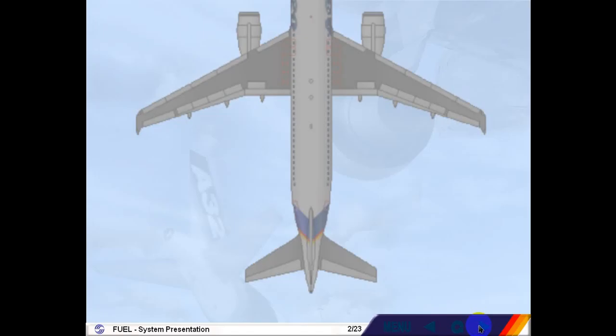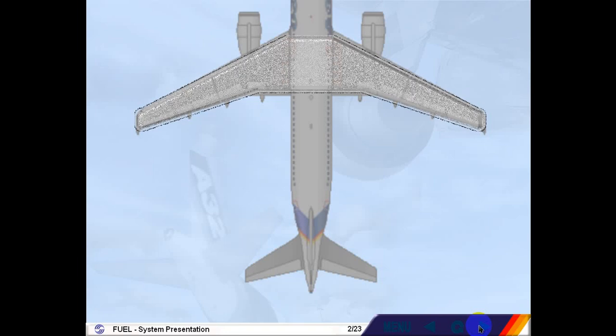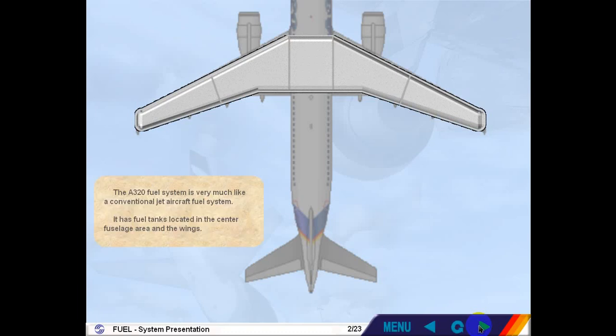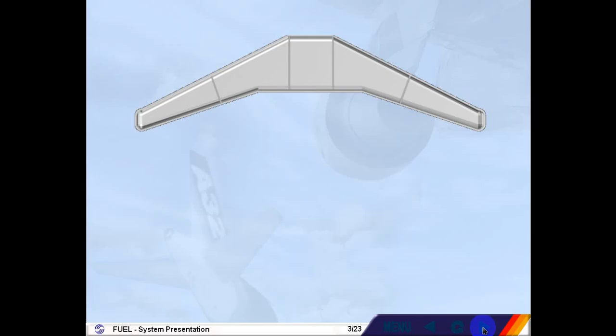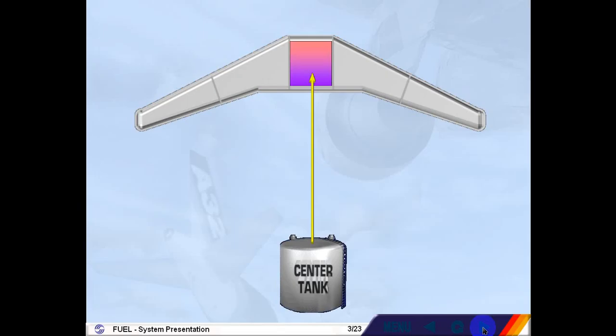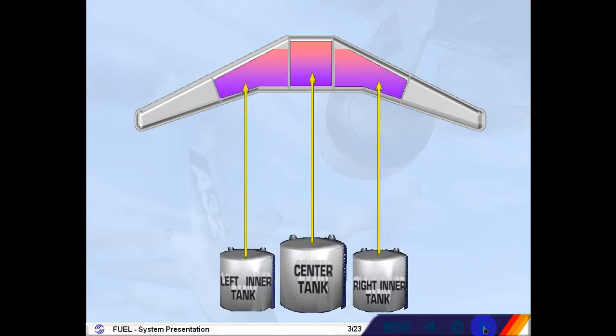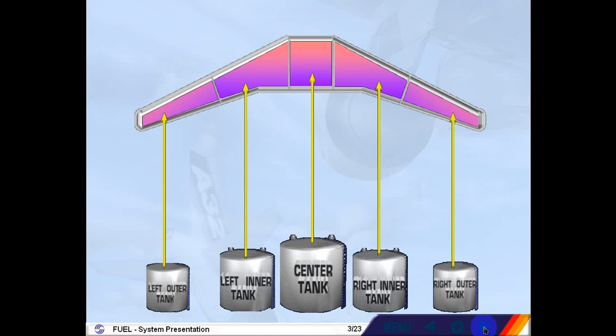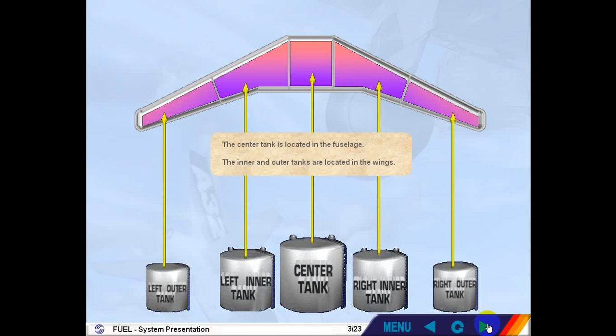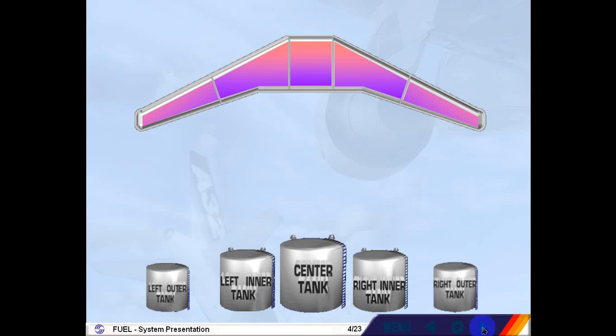A320 fuel system is very much like a conventional jet aircraft fuel system. It has fuel tanks located in the center fuselage area and the wings. The center tank is located in the fuselage. The inner and outer tanks are located in the wings. The total usable fuel quantity is approximately 19,000 kilograms, standard density.